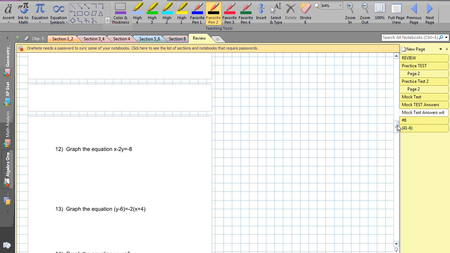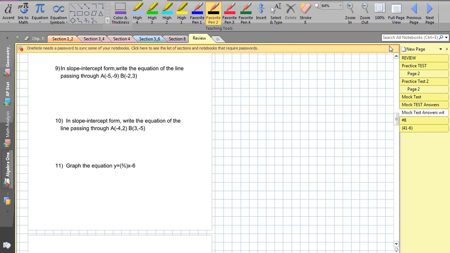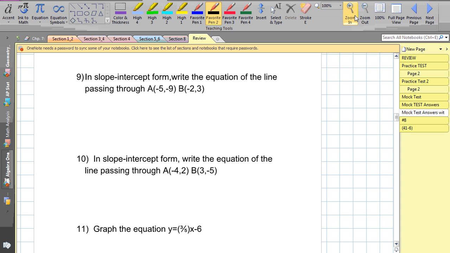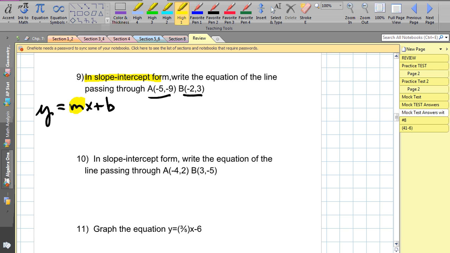Number 9. What does test number 9 look like? All right, in slope-intercept form, write the equation of the line that passes through these two points. Well, to write the equation in slope-intercept form, I need two things. I need the slope and I need the y-intercept. So we just did a problem two problems ago where we calculated the slope. Let's do that.